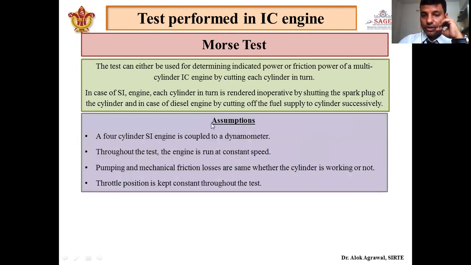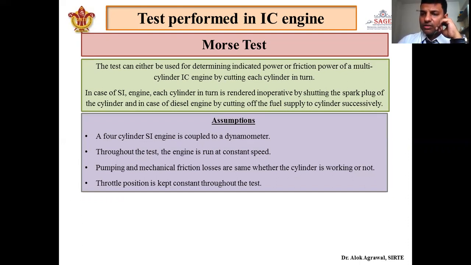Okay, there are some assumptions that we have to take. What are the various assumptions? The assumptions are that a four-cylinder SI engine is coupled to a dynamometer. Throughout the test, the engine runs at constant speed, so we have to make the engine run at constant speed. We have to consider that pumping and mechanical friction losses are the same whether the cylinder is working or not.